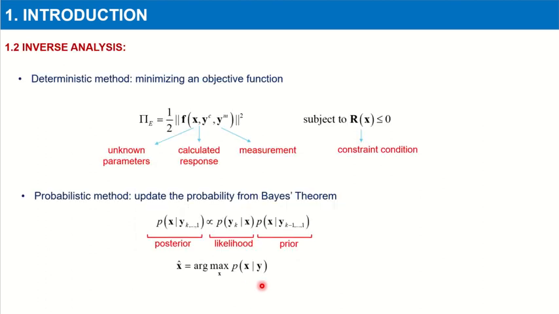The inverse analysis can be divided into deterministic or probabilistic methods. For deterministic, we need to minimize an objective function. This objective function quantifies the difference between the calculated responses and the measurement. And for the probabilistic method, we use the Bayes theorem, in which the posterior distribution is proportional to the likelihood and the prior distribution.